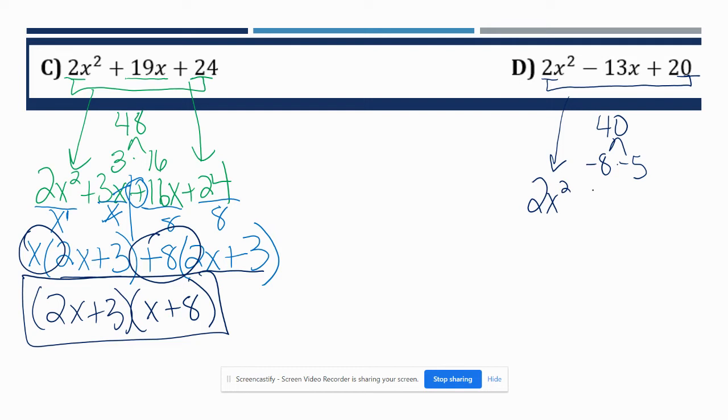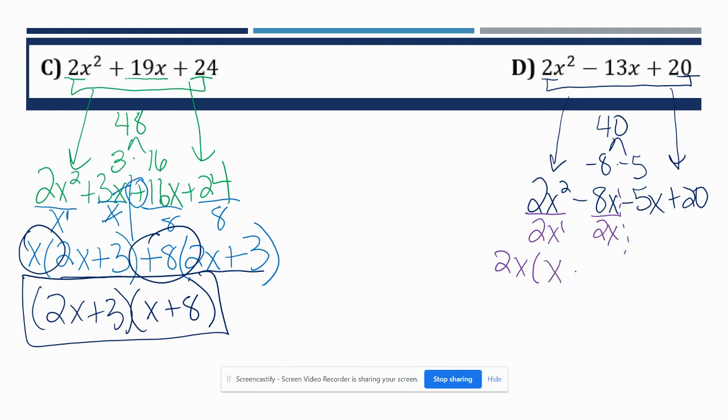Bring down 2x squared minus 8x minus 5x. Bring down that plus 20. We now have 4 terms, so we are factoring by grouping. Split it in half. Our common factor of the left side is 2x. Pulling out 2x, dividing by 2x. 2 divided by 2 is 1. X squared over x to the first is x, minus 8 divided by 2 is 4. X to the first over x to the first, 1 minus 1 is 0. There is no x left.